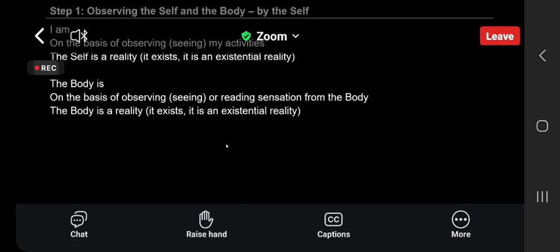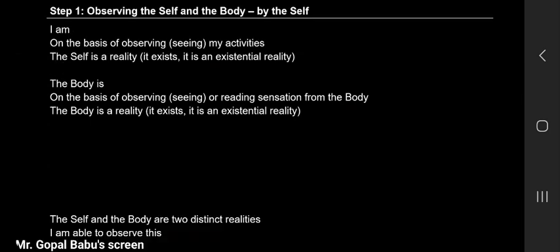So in step one, we are trying to see the self and the body are two distinct realities. This we can see with observation. I can observe myself, I can observe my activities, and I can also observe activities of the body. Based on this, we can say that self and the body are two distinct realities.